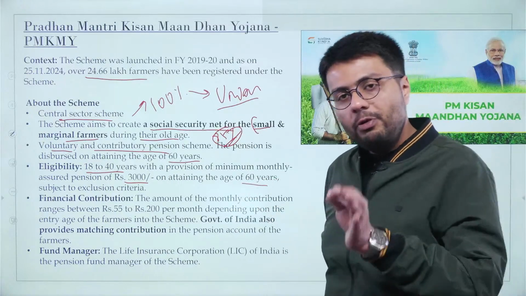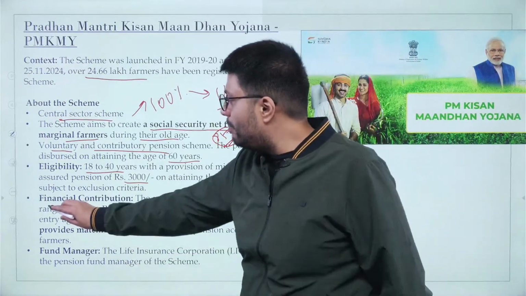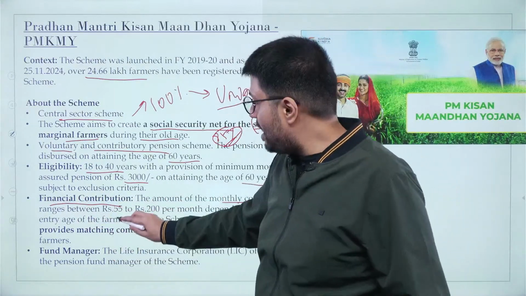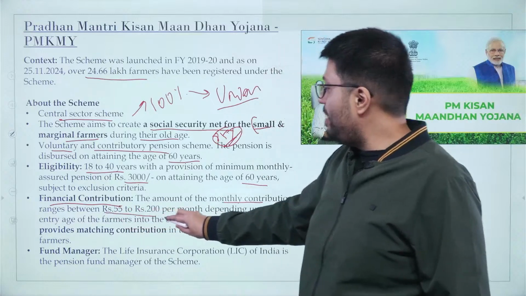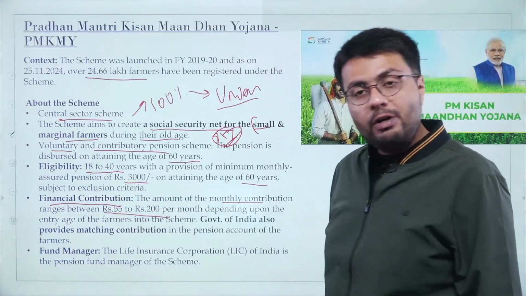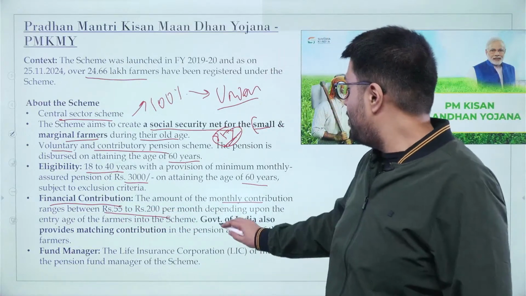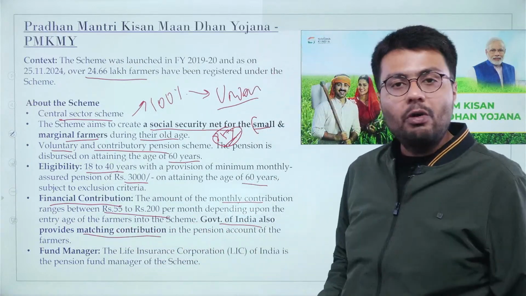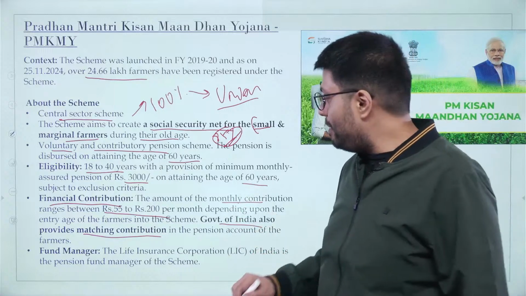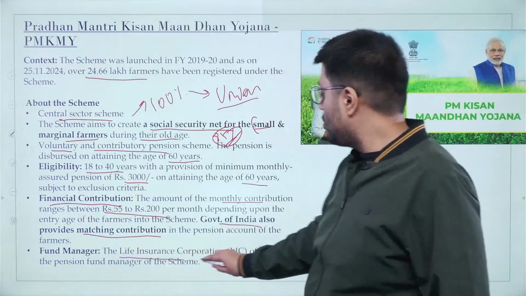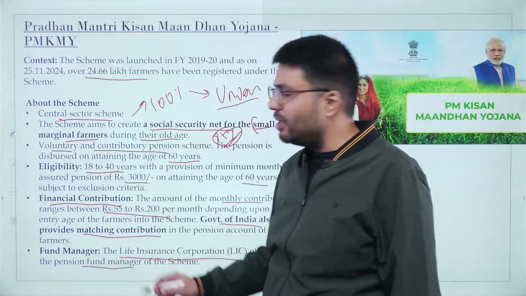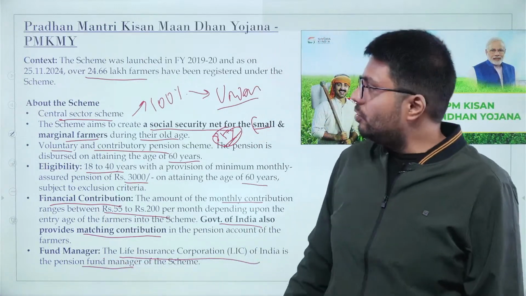Now, the contribution to this scheme is made by both the government as well as the farmers themselves. That is, farmers have to pay between 55 to 200 rupees every month, and the government also makes a matching contribution to their pension account. And this scheme will be managed by the Life Insurance Corporation of India Limited, which acts as the pension fund manager.